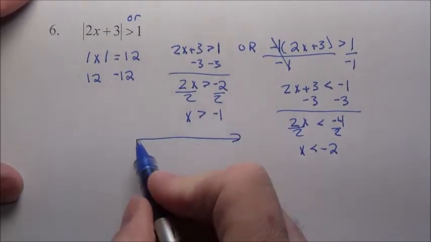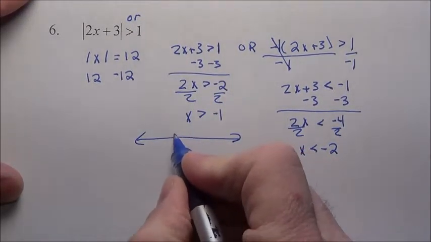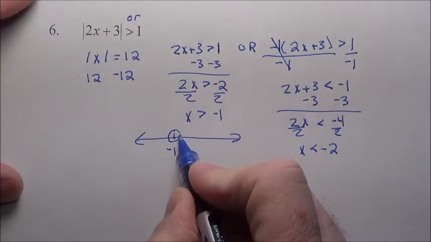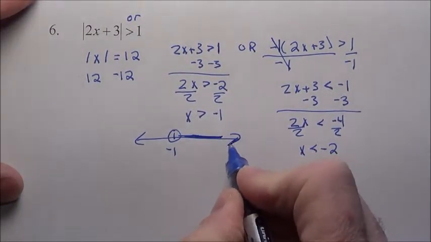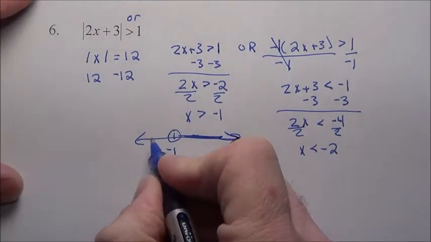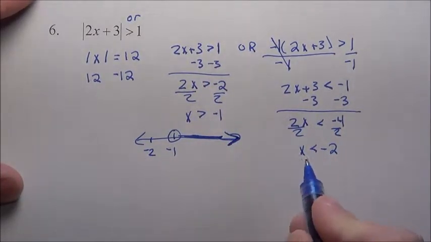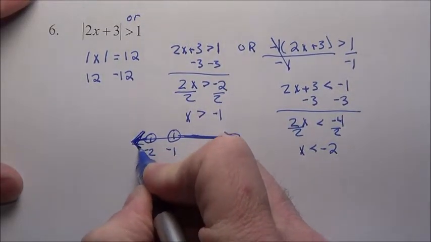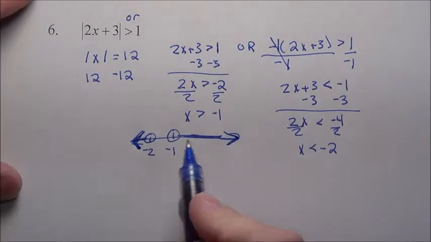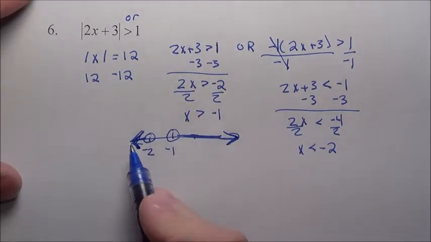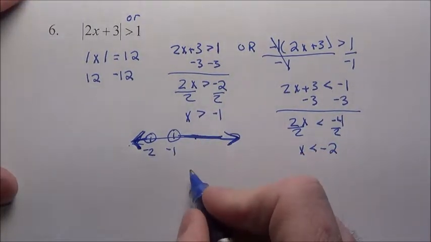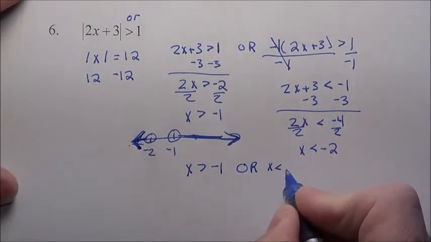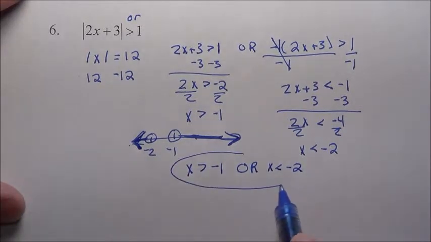If we worried about the graph, what happens is you have negative 1, and basically it's going that direction. Everybody there is a solution. And you also have negative 2, and it's all numbers less than negative 2, so it's everybody going that way. So there's no real overlap here. It's either on this side or this side. We don't know which. So we simply say x is greater than negative 1 or x is less than negative 2. This is how we will write our solution.